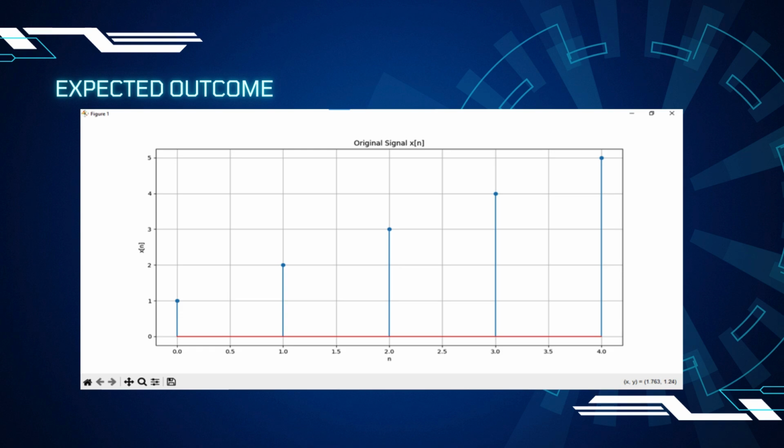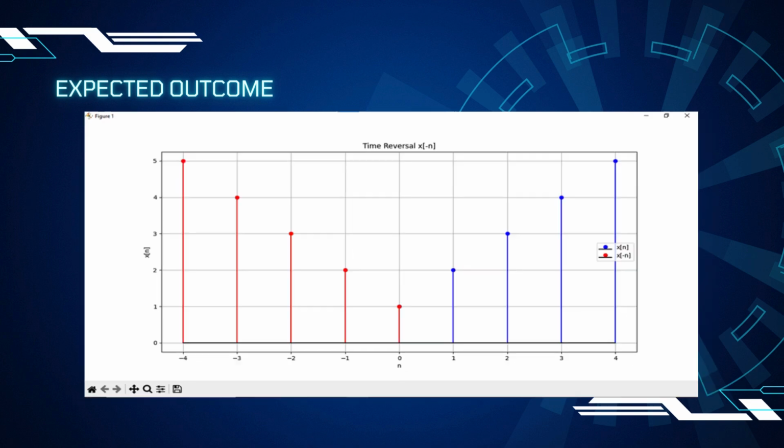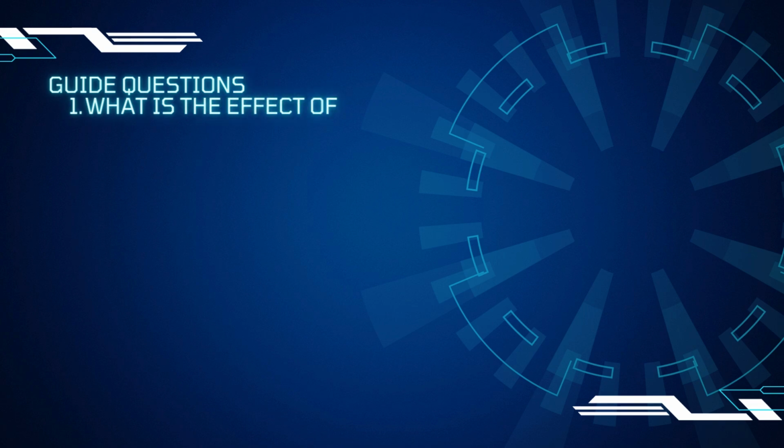The result shows that shifting moves the entire wave without changing its shape. Right means delay, left means advance. Reversal mirrors the signal horizontally. What used to come first now comes last. Scaling changes the spacing of the cycles. Compressing increases frequency, while expanding slows it down. These transformations don't affect the amplitude. They only modify how the signal is distributed along time.